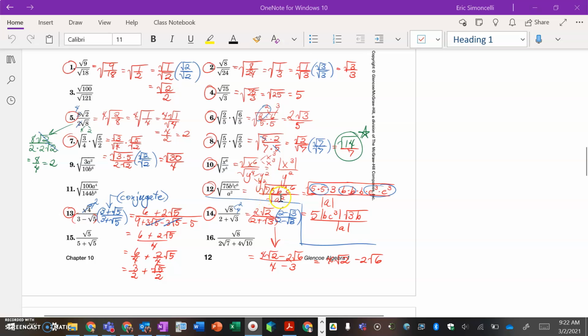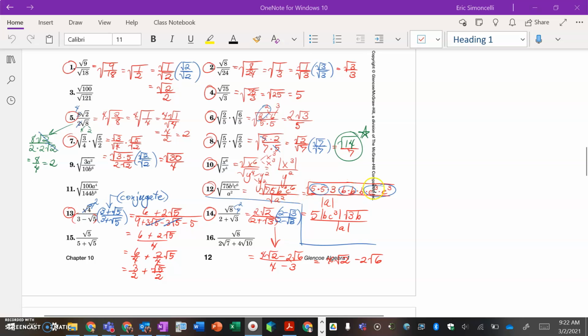So 75 b cubed c to the 6th, the square root, of course, all over the square root of a squared. 75 is not a perfect square, but the prime factors of 5 times 5 together are a perfect square, 25, of course. 3 is remaining. B to the 3rd is b times b times b. There's a perfect square if you circle those two.